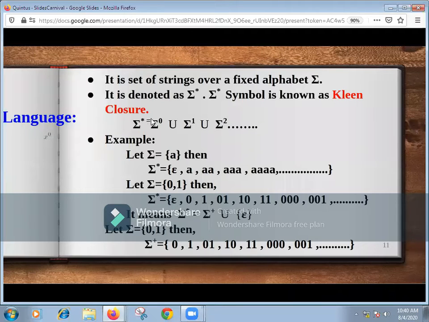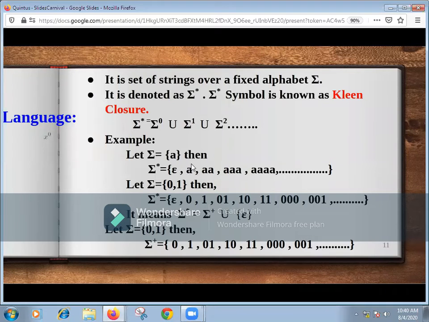Now, what will alphabet raised to 0 show? Alphabet raised to 0 means that set has 0 strings. 0 strings means the empty string, and the empty string we always denote with epsilon. Union, what is alphabet raised to 1? Alphabet raised to 1 means that set contains only one element in that string, only one element, it means the element's length is 1.